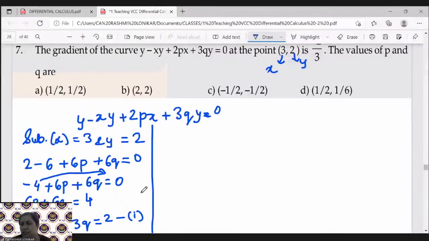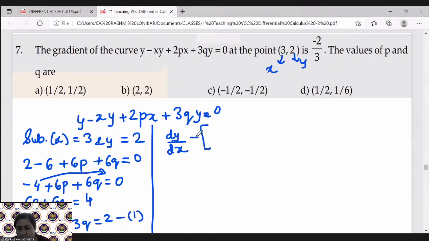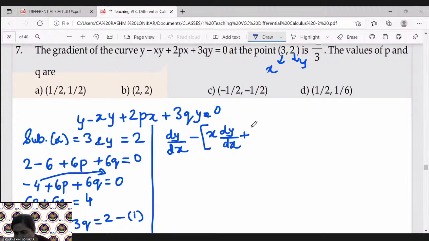Now let me differentiate this equation with respect to x. So what will I get? Why do I need to differentiate? Because they have given in the question the gradient of the curve at this point. So the derivative of the given function will be dy by dx minus xy. It is a multiplication, so first function into derivative of second plus second function into derivative of first. Minus, because there is a minus sign, I have put it in the bracket. First function into derivative of second plus second function into derivative of first.